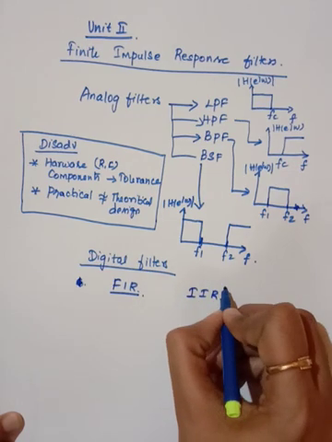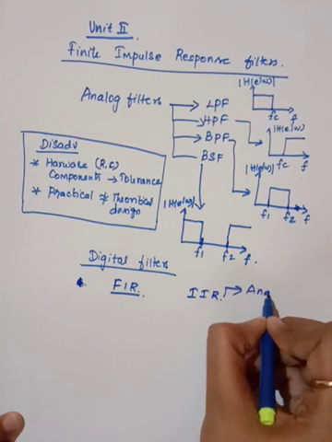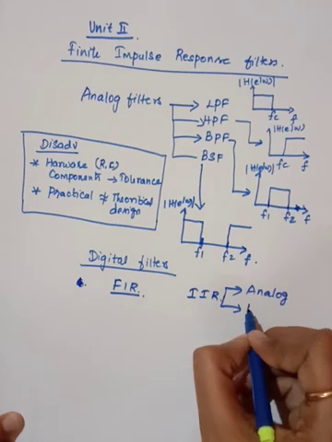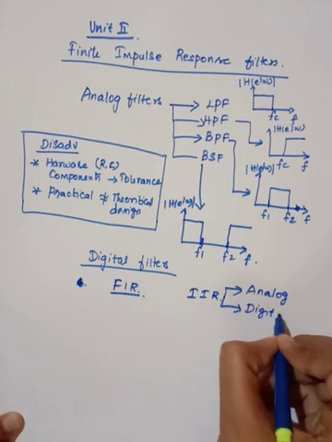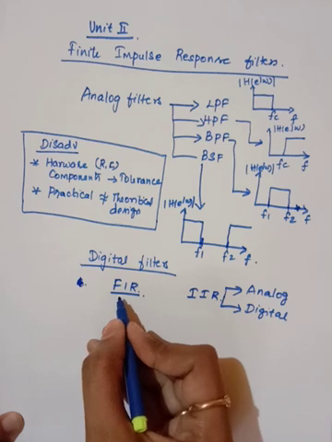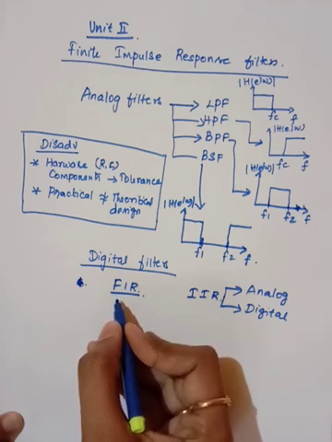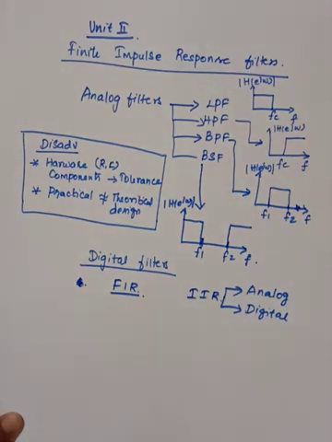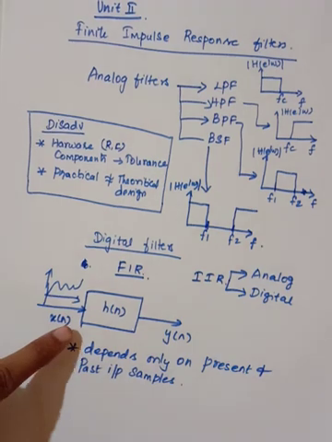In the infinite impulse response filter, we design an analog filter and then convert it into a digital filter. Otherwise, we can directly design a digital filter. In this case, for the FIR filter, we are going to discuss the digital filter, that is, it deals with discrete time signals. Now see a system here.